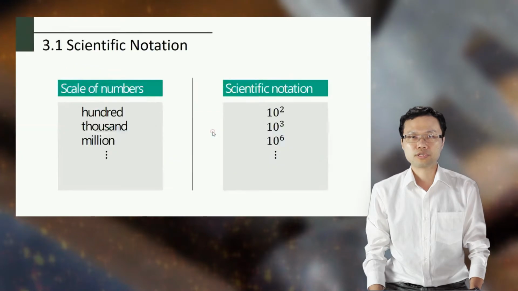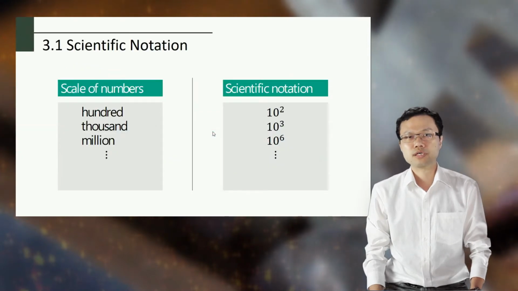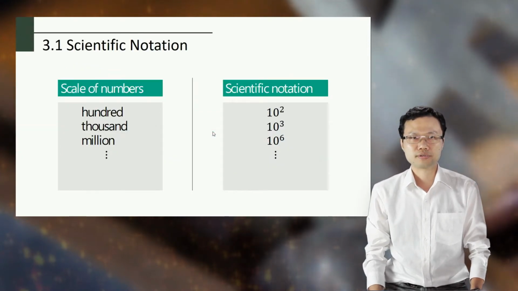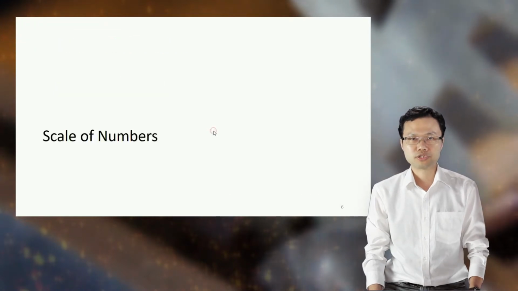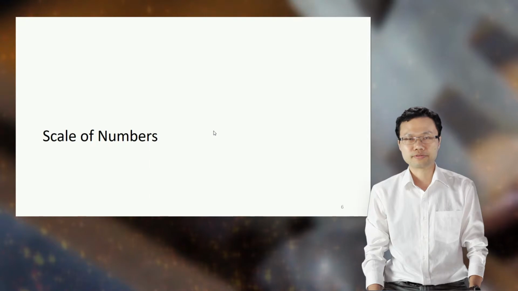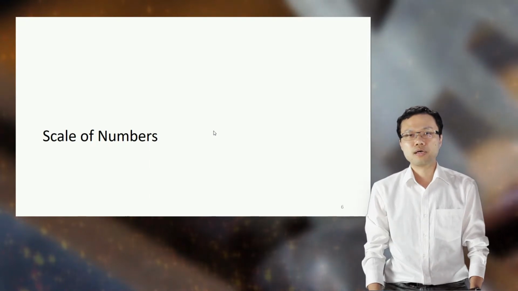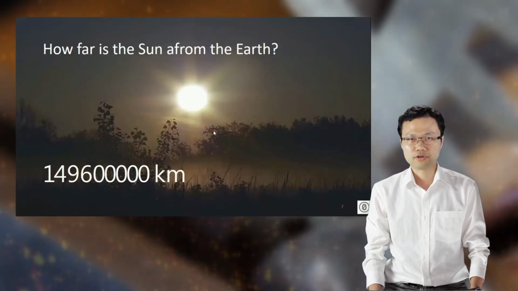Let's start with Session 3.1 now, the scientific notation. In this subsession, we will talk about the scale of numbers, such as 100, 1,000, million, and so on, and the scientific notation to express numbers in terms of powers of 10. Let's start with the scale of numbers.